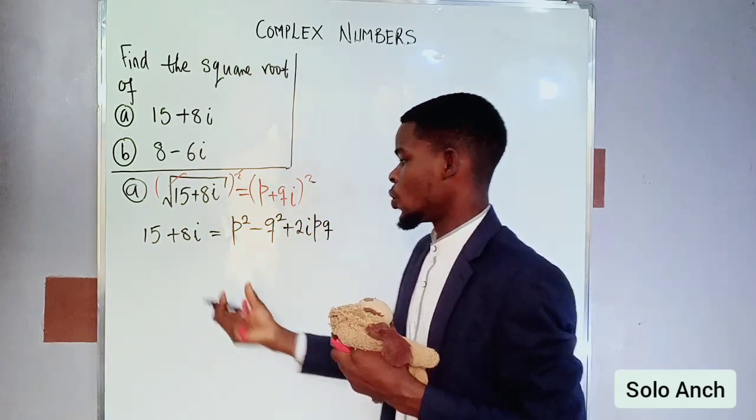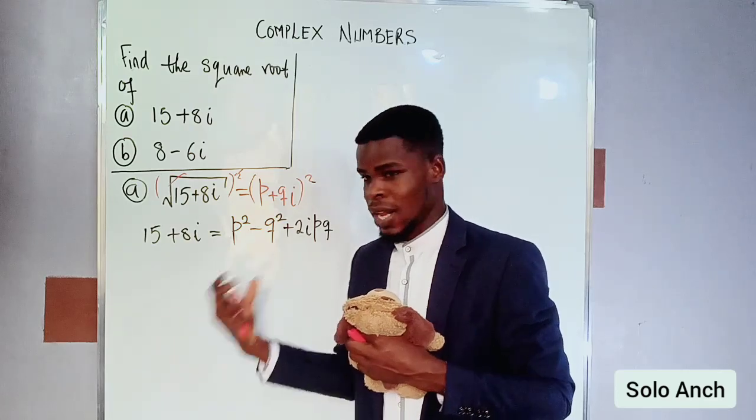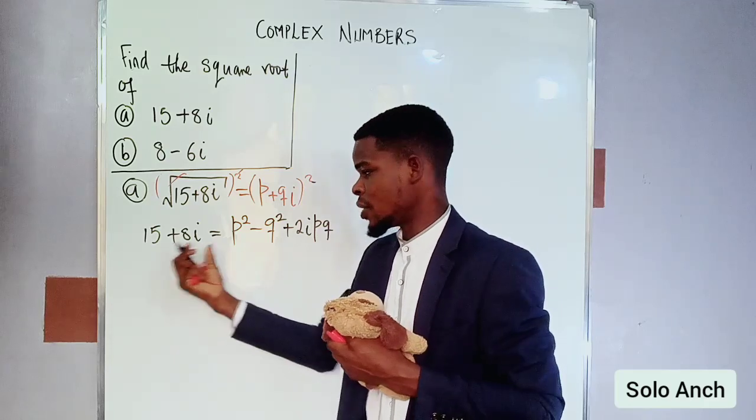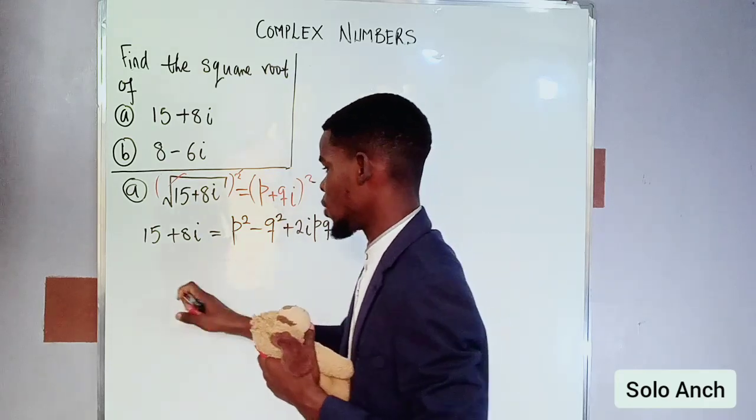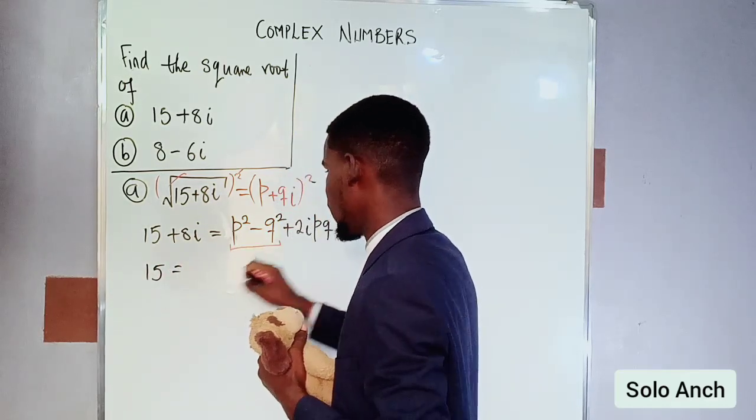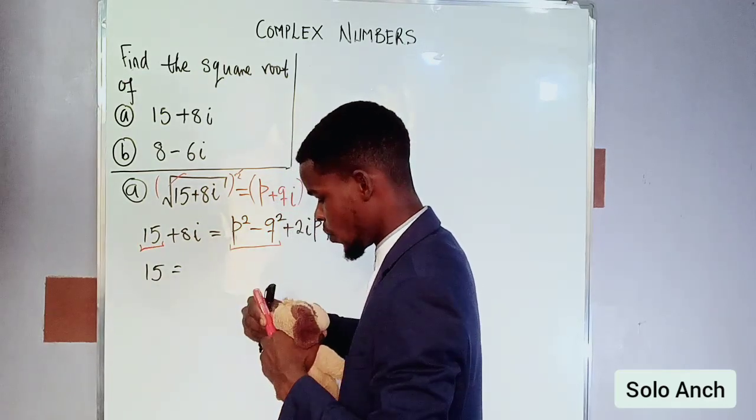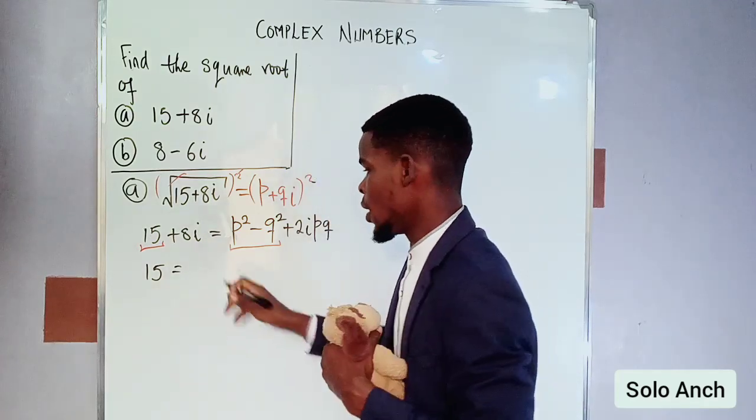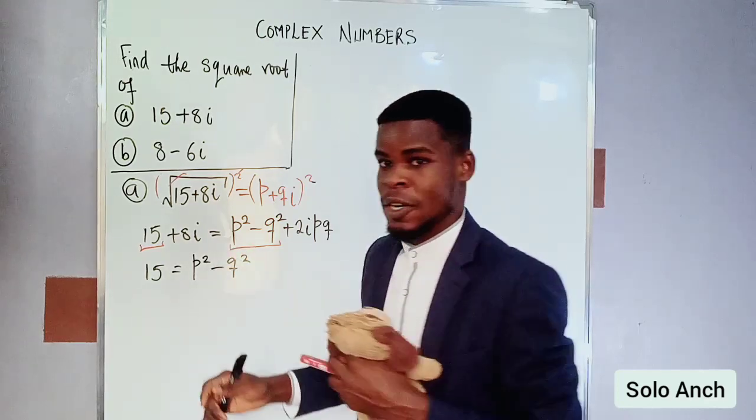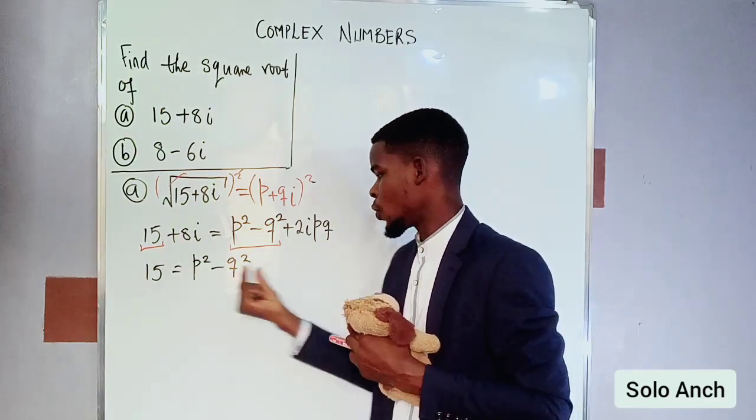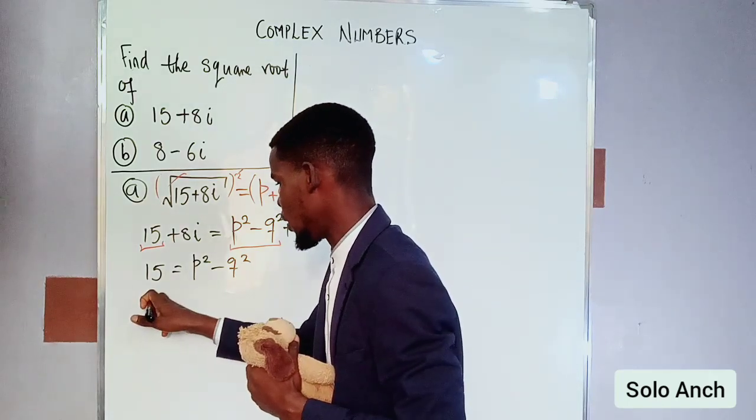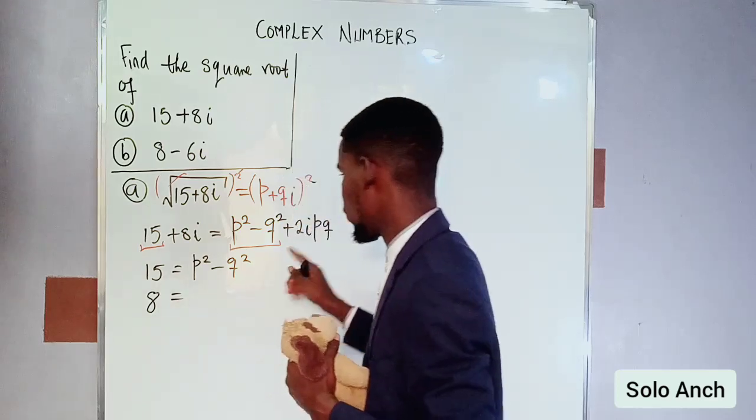Good. Okay, so the equality of two complex numbers, we know that when two complex numbers are equal, it means that their real parts are equal and then their imaginary parts are equal. Good. So in that case, we're going to say 15 is the same thing as the real part, which is p squared minus q squared. The real part of a complex number is the part independent of the i, right? So there's going to be 15 equals p squared minus q squared. Then the imaginary parts are also equal. So 8 will be equal to 2pq. The imaginary part is the coefficient of the i. Good. So you're going to have 8 equals 2pq.